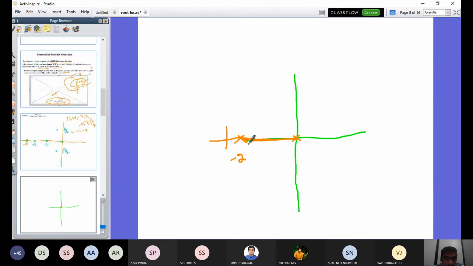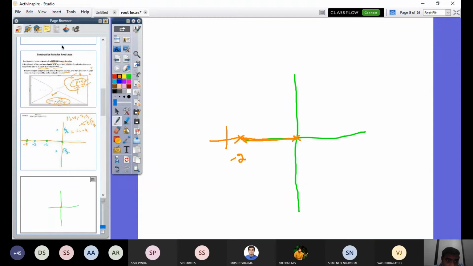Odd number of poles and zeros, whatever it may be. Poles and zeros: if the count in the right half of the segment is odd, then that part of the segment will be involved in the root locus. But now here it is even. Are you able to follow, or are you just making assumptions about what I am saying?